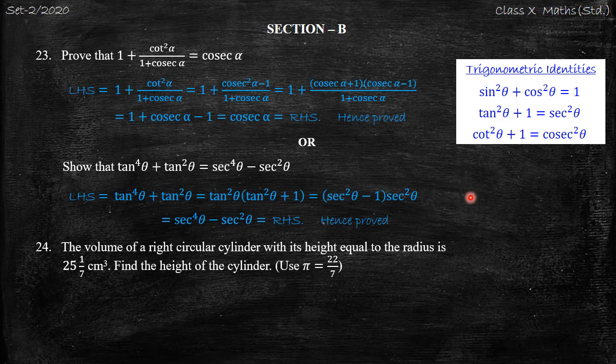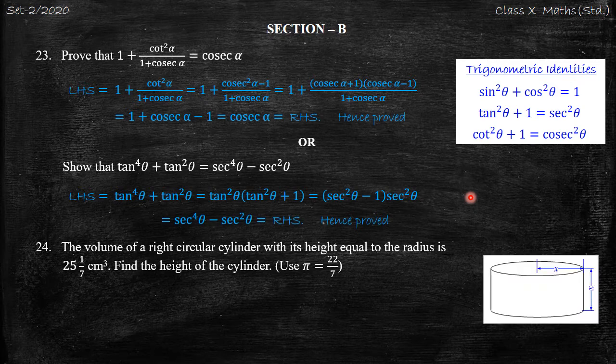Okay, next question. The volume of a right circular cylinder with its height equal to the radius is 25 and 1 over 7 centimeter cube. Find the height of the cylinder. Okay, a figure is shown to illustrate the question. Here you can see the radius and height is same, and volume is given. So you need to find the height of the cylinder or radius of the cylinder. It's the same.